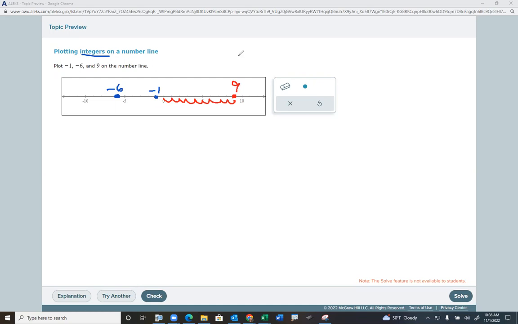This may or may not be difficult for you, but you do need to be familiar with the number line, because we will be using the number line throughout algebra in coming sections, and more particularly in coming algebra courses.